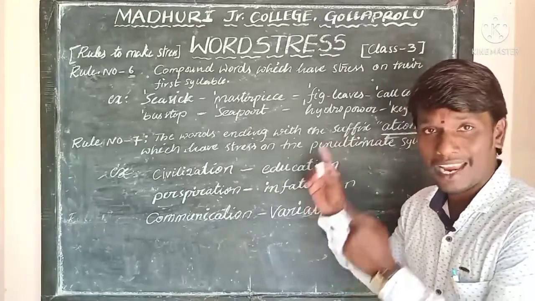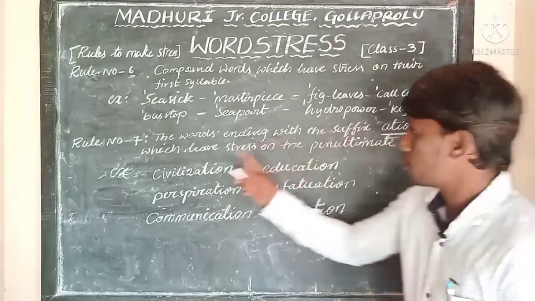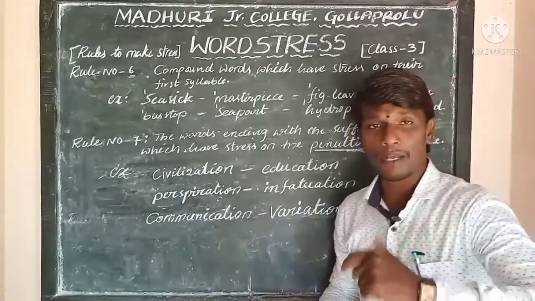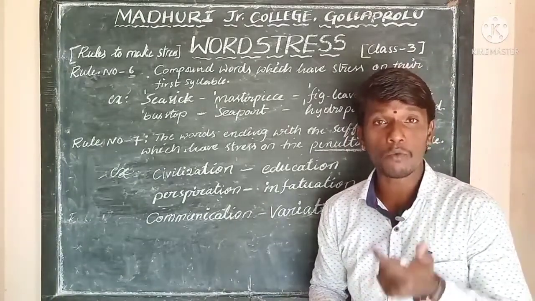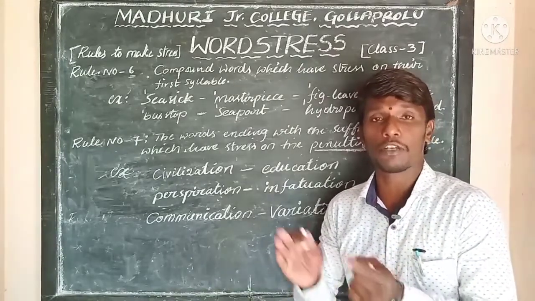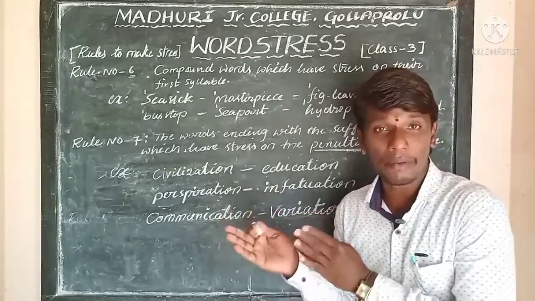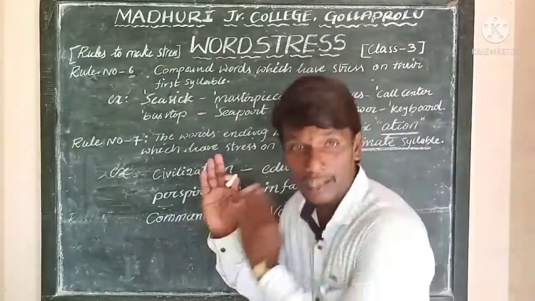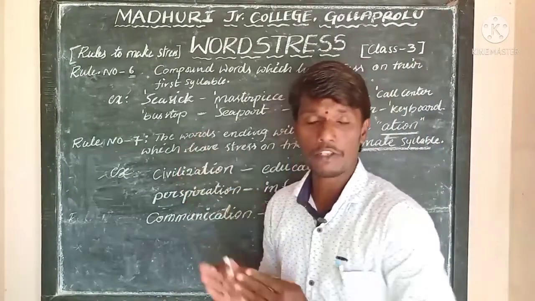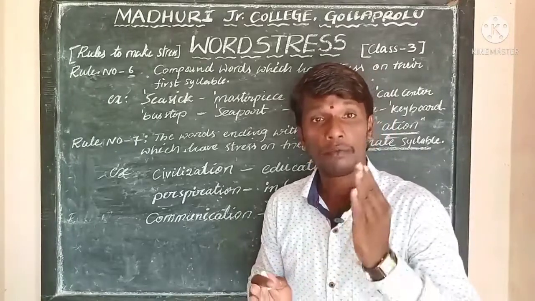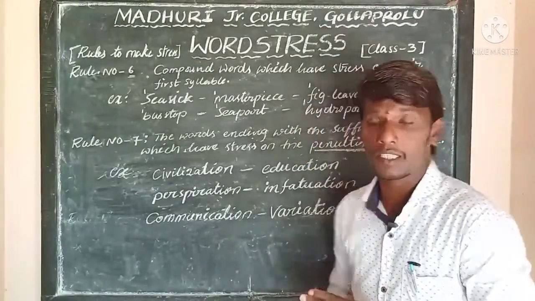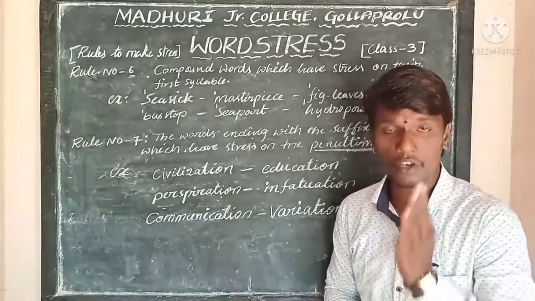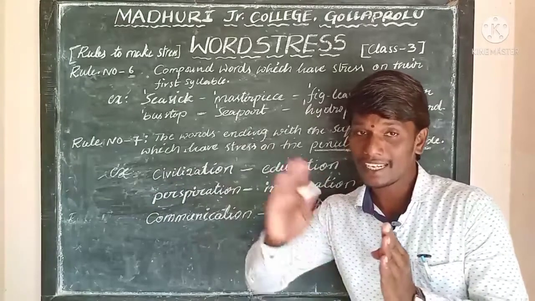So when you find words ending with the suffix ation, they have a stress on their penultimate syllable. Penultimate syllable is the second syllable from the ending. Penultimate is nothing but second from last. Second from last is penultimate. So we need to make a stress from the last syllable onwards. Till now we have had stress from the first syllable onwards. But this time, when a word ends with the suffix ation, you should have a stress on the second syllable from the last.